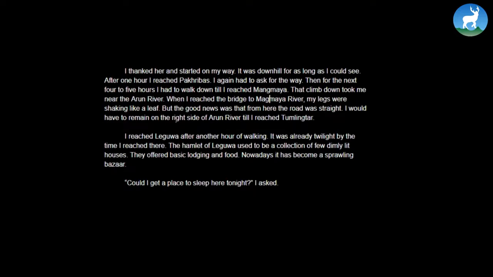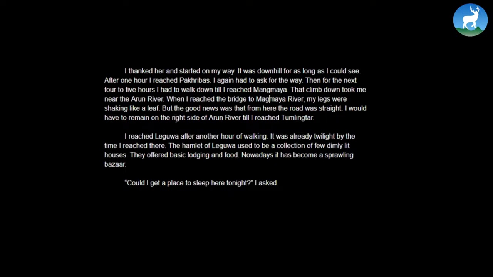That climb down took me near the Arun River. When I reached the bridge to Mangmaya River, my legs were shaking like a leaf. But the good news was that from here the road was straight. I would have to remain on the right side of Arun River till I reached Tumling Tar. I reached Legua after another hour of walking. It was already twilight by the time I reached there.